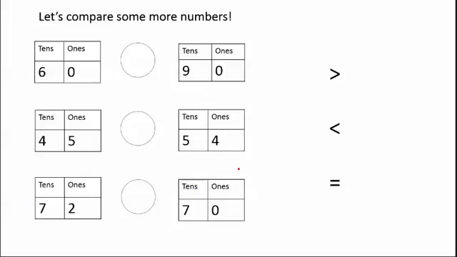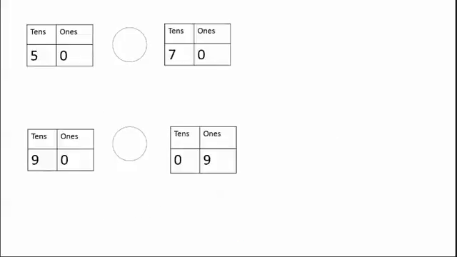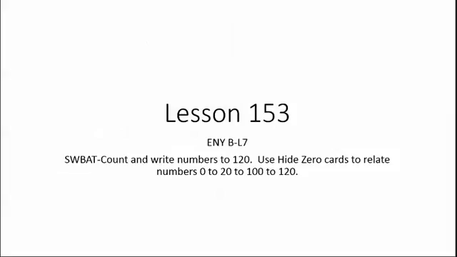For 72 and 70, 7 and 7 are the same. I looked at 2 and 0. 2 is more than 0. 72 is greater than 70. For this one, if there are 9 tens and 0 tens, I know that 9 is a lot more than 0. 90 is greater than 9, and 50 is going to be less than 70 because 5 is less than 7. So always getting kids to use that thinking and explain their reasoning. And that is lesson 152.